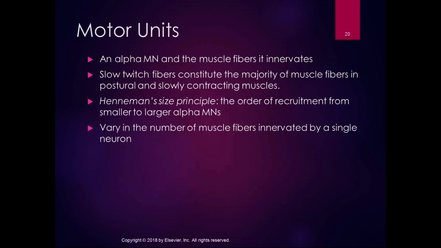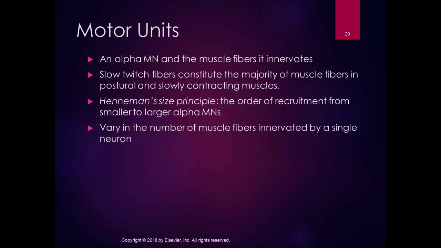So the classic example of the slow twitch fiber is the soleus muscle. It has primarily slow twitch fibers, and it's active in standing and in walking. And the gastroc has more fast twitch muscle fibers than the soleus, producing fast, powerful movements like sprinting.